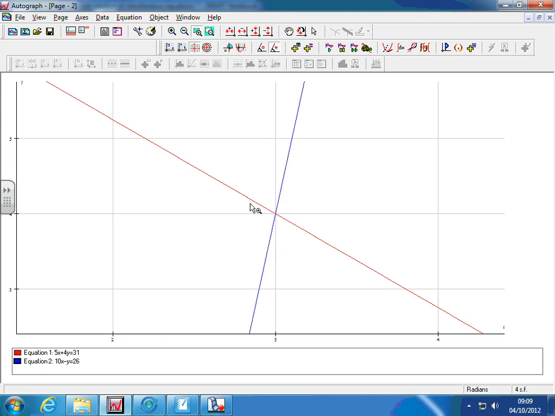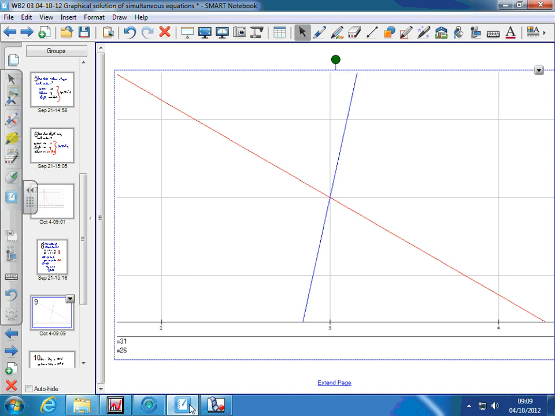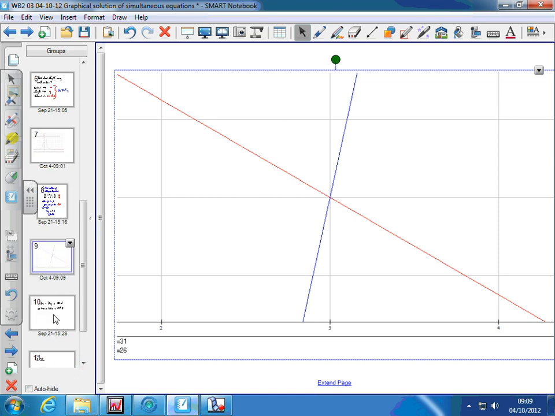Okay. So put that in the notes. So we get our values for x and y. So we can solve it algebraically or we can solve it graphically.